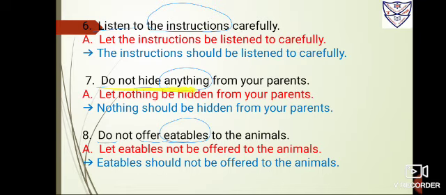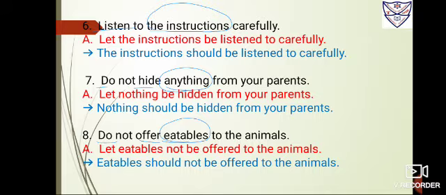Number 7, do not hide anything from your parents. So it's a negative statement, not is there, but our verb is do hide. Okay, and the object is anything. So we'll first begin with let. So as I've told you, because it is negative, so not plus anything makes nothing. So it is let nothing be, B-E-B, hide, hid, hidden. So it is let nothing be hidden from your parents. And in which should be, it will be nothing should be hidden from your parents.